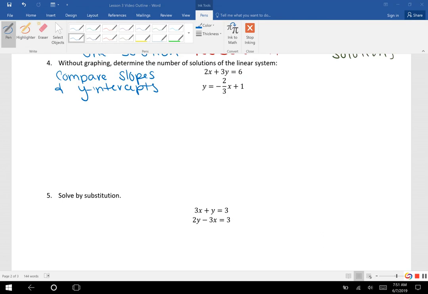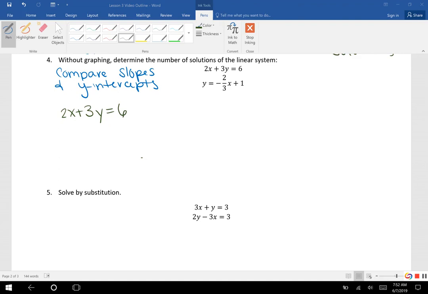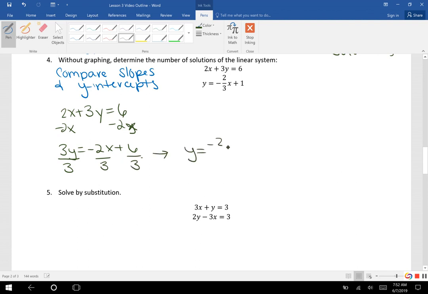So can we determine which case we have without actually creating a graph? We can if we compare the slopes and the y-intercepts. To find the slope of the first line, I'm going to put it in slope-intercept form, so I'm going to solve it for y. I have to subtract the 2x, so 3y is minus 2x plus 6, and then I'll divide everything by 3, and that gives me y equals negative 2/3 x plus 2. So this first line has a slope of negative 2/3, and it has a y-intercept of 2.